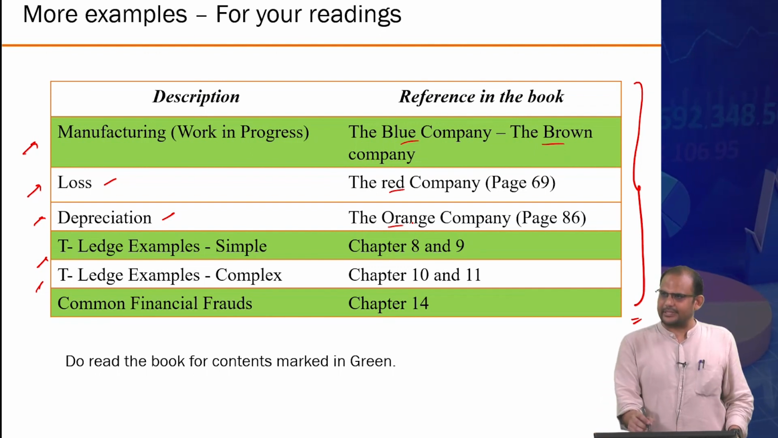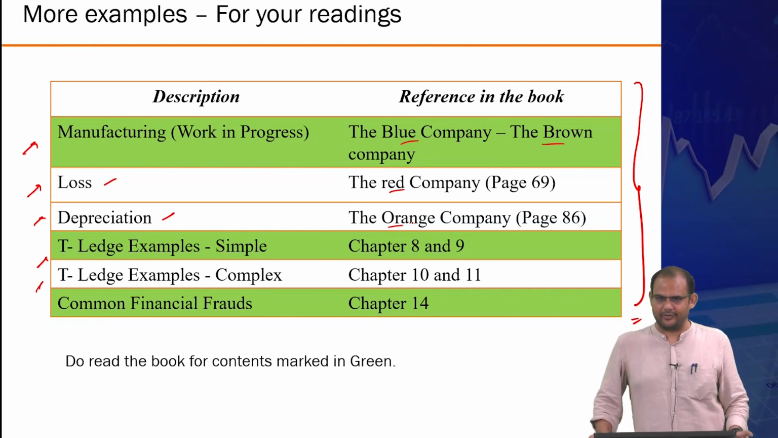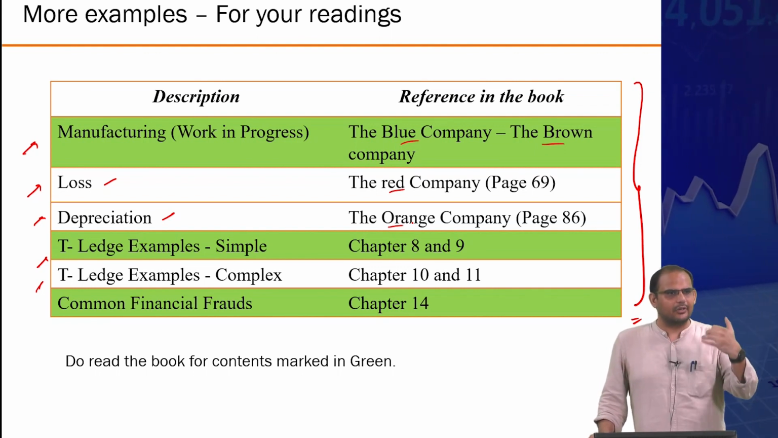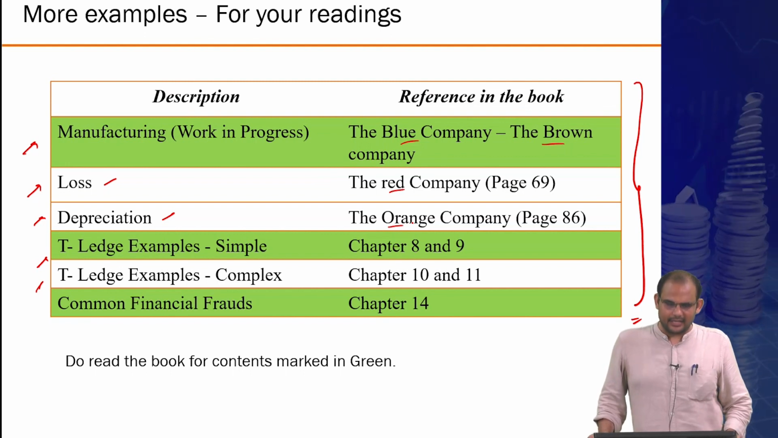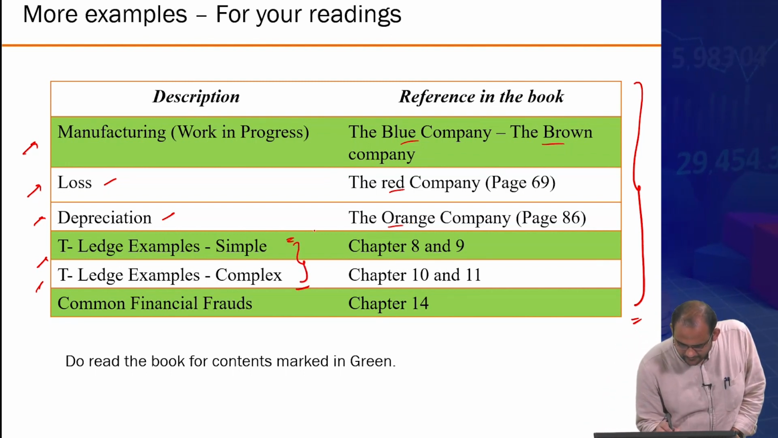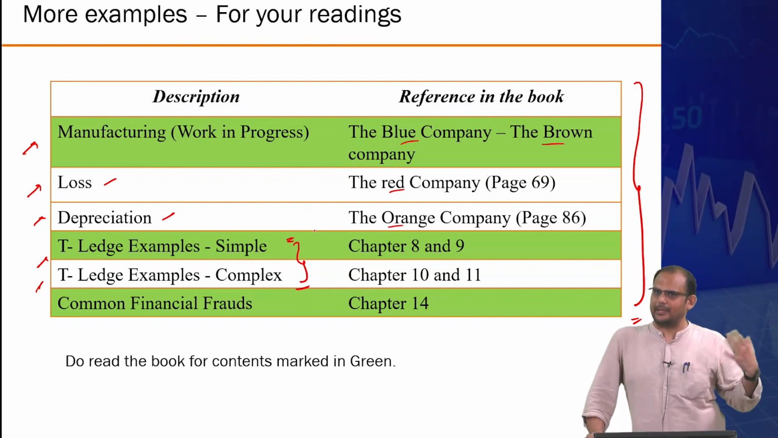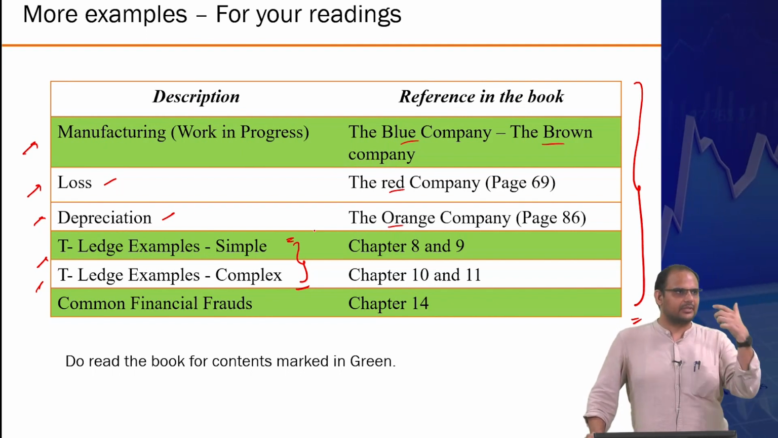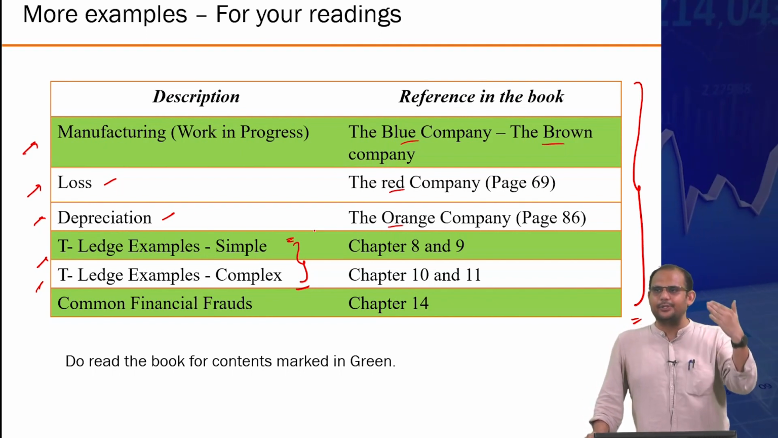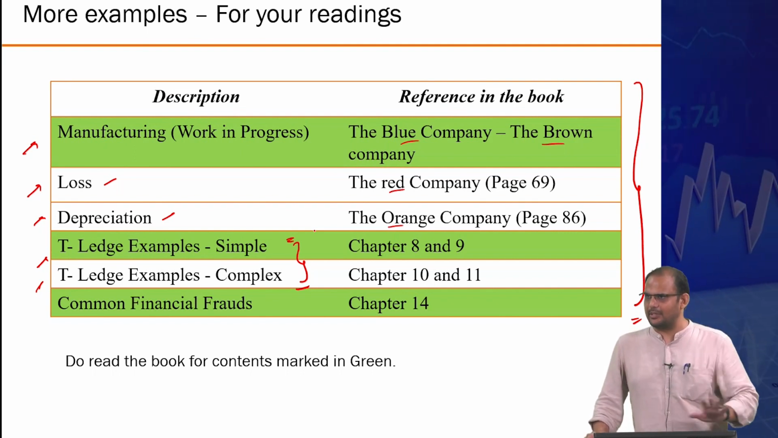This book has interesting examples of how you take care of depreciation, losses, manufacturing, and work in progress. How does that get into account? And then there is a proper example of the T ledgers, how to make entries in them, how to properly close them. What do I mean when I say you need to close a T ledger, transfer the balance, all those things? They have given you formal methods also.